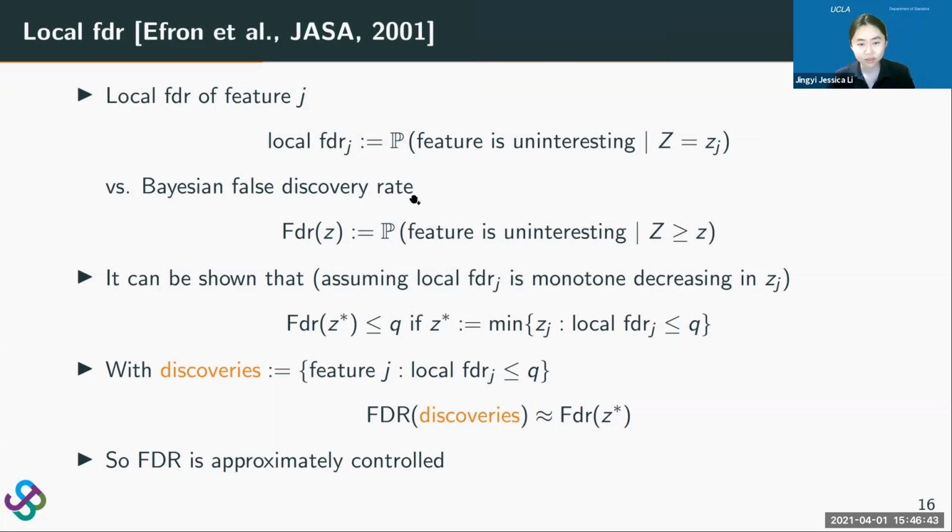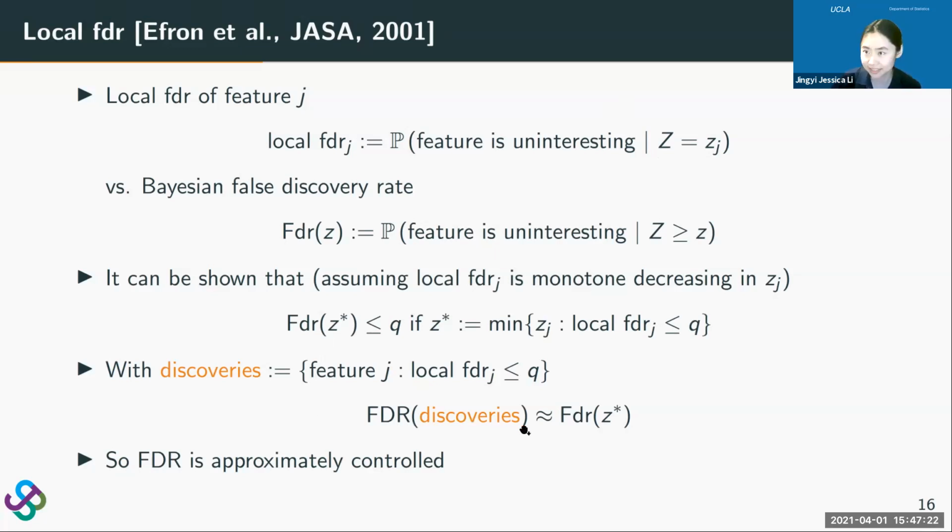All right, so we can show that if the statistic is informative, then we could imagine that the local FDR is monotone in the statistic value. If that's the case, then we can show that thresholding local FDR at value Q, let's say 5%, can make sure that the Bayesian FDR is under Q. And then the Bayesian FDR itself can be regarded as an empirical estimate of the frequentist FDR. So that's why we say by thresholding local FDR at Q, we can approximately control the frequentist FDR under Q.